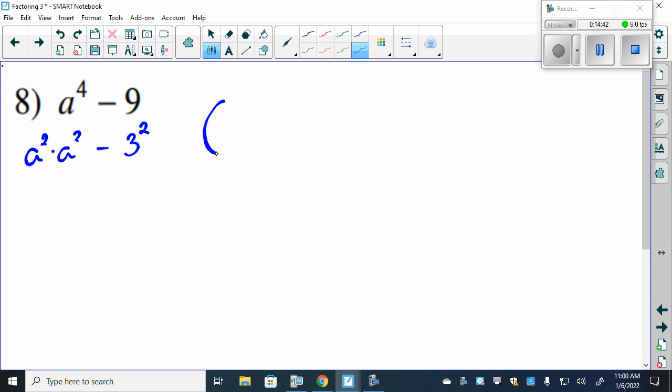And it would work out that we have what? a squared plus 3 times a squared minus 3. So as long as both of them are perfect squares, doesn't matter what they are, we can actually factor this using the difference of perfect squares. Questions on this here?